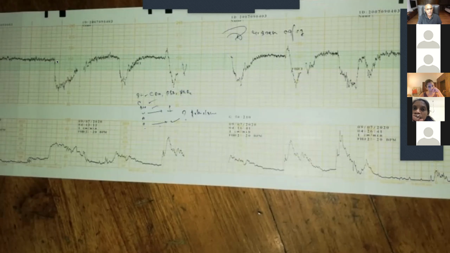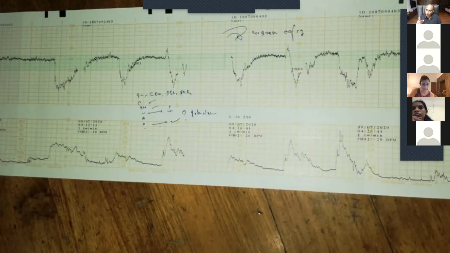It dips down. So is it a deceleration? Yes, because it goes down 10, 20, 30, 40, 50, 60, 70 beats. And for how long does it go? 1 minute, 2 minutes, 3 minutes, and almost 3.5 minutes. What is it? It's a prolonged deceleration, right? And where does our prolonged deceleration come?